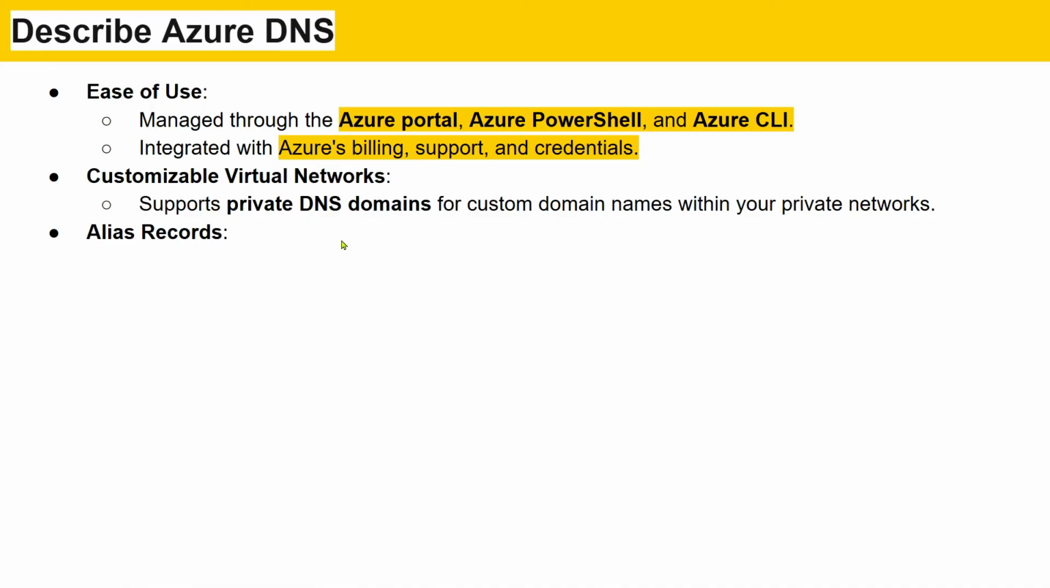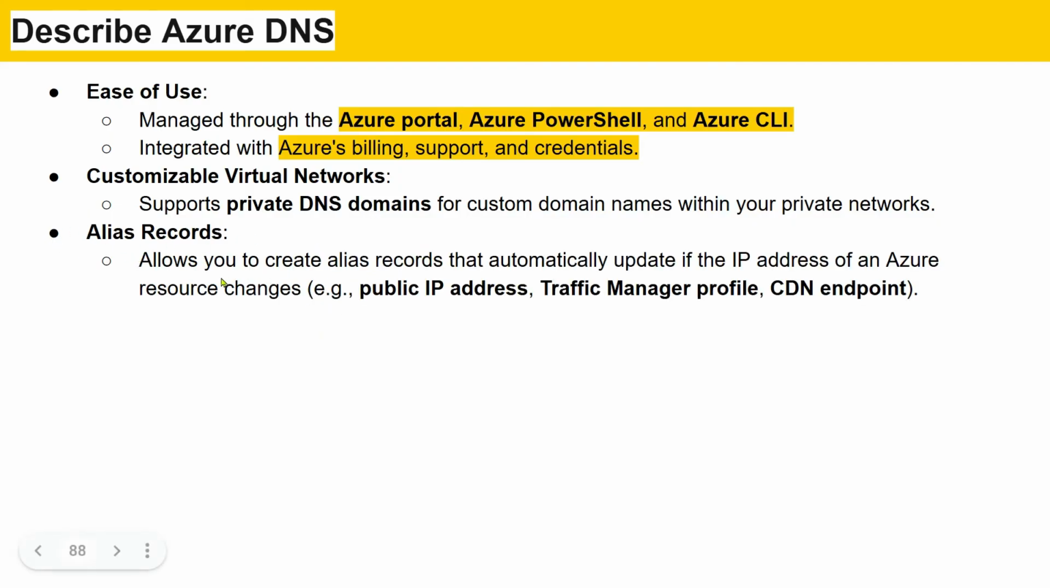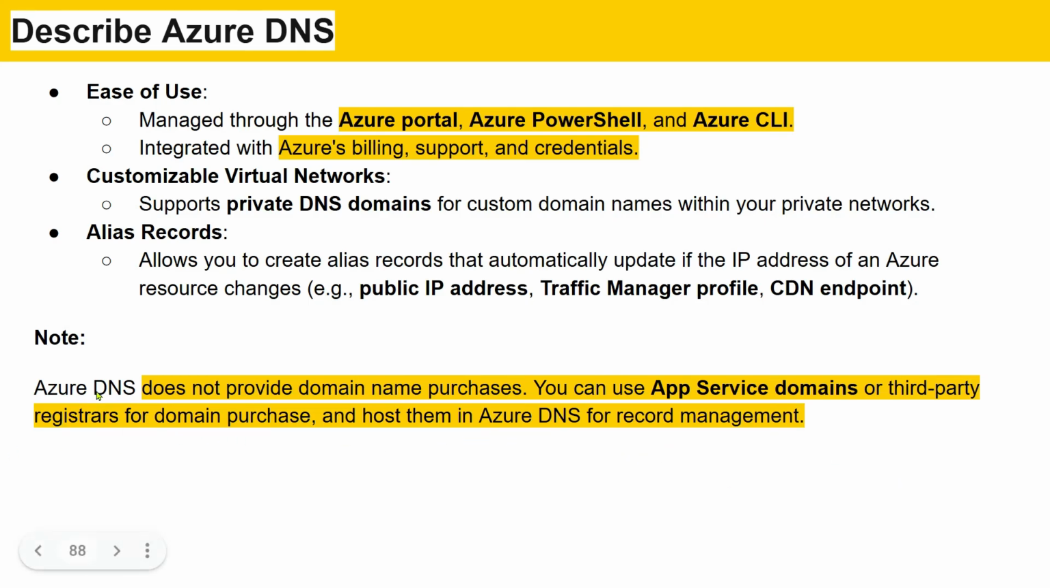Now, don't think that with the domain naming service you get a domain. You have to actually reach out to a third party where you buy. There are different DNS providers who sell all the domain names. So you have to get the domain name from there, and then here you can host it. Alias records allow you to create alias records that automatically update if the IP address of an Azure resource changes. Okay. Public IP address, traffic manager profile, CDN endpoint, and all those things.